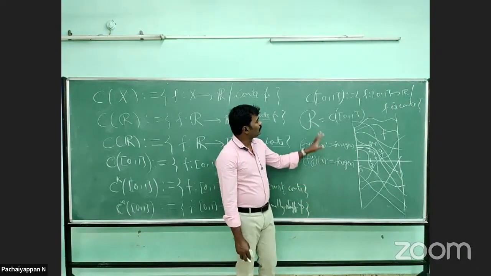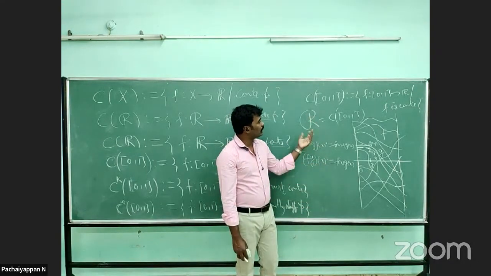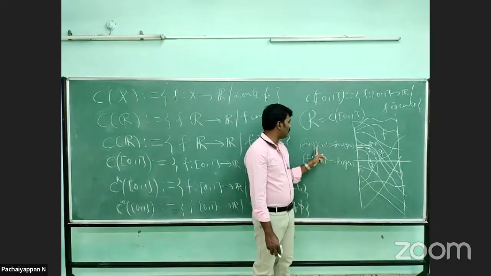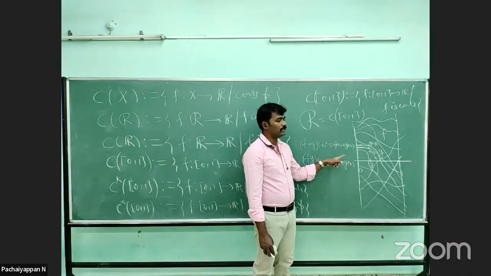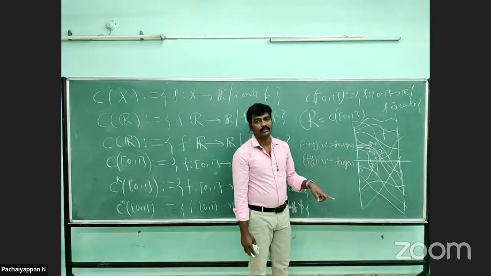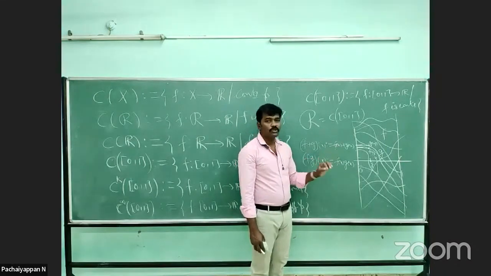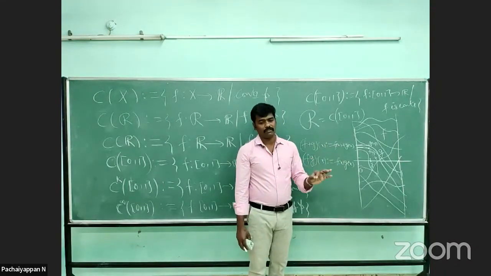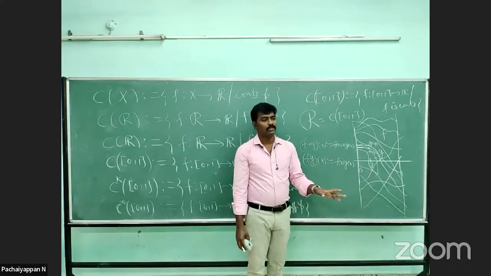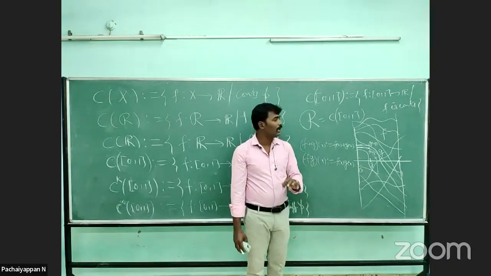So therefore, this forms a ring. What is the additive identity of this ring? The additive identity is the element which, when you add it to any element, you get the same element back. The function should be the zero function. You take any function and add the zero function, you get the same function again. Therefore the zero function is the additive identity.